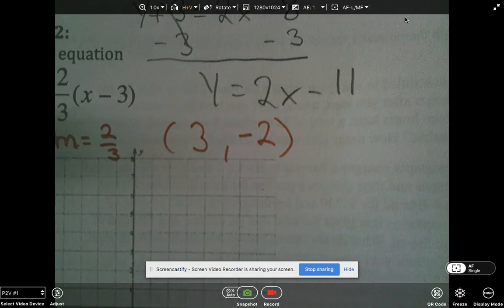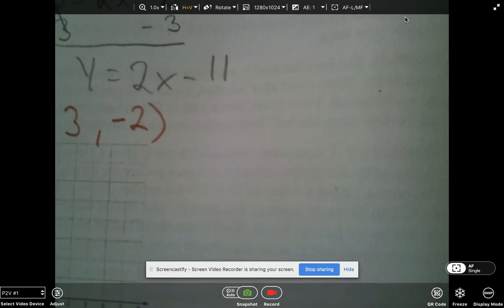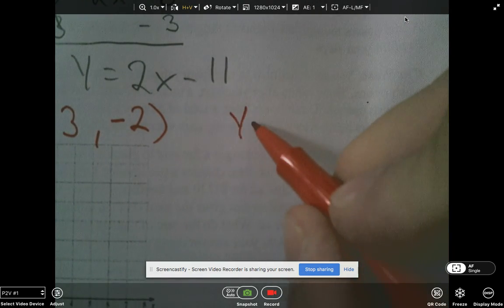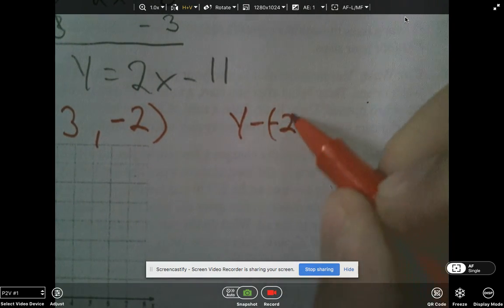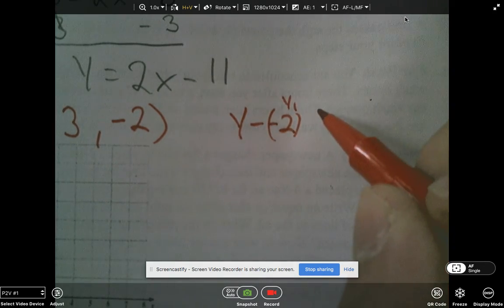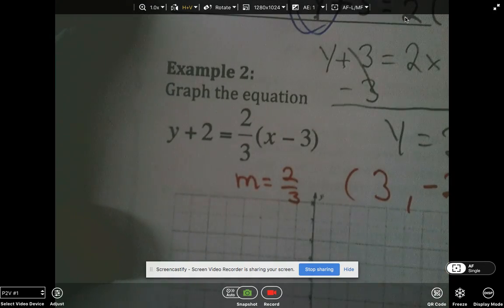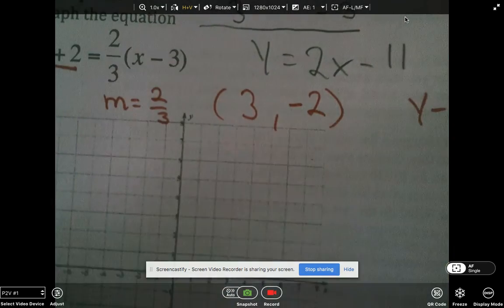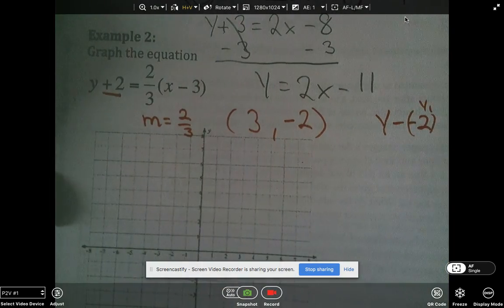Because minus and negative. So originally when they did that part of the equation, it really was y minus -2. So this was your y1 in the beginning, but when they write the equation, obviously they just write it as +2, if that makes sense. So now you have everything you need to actually graph your equation.